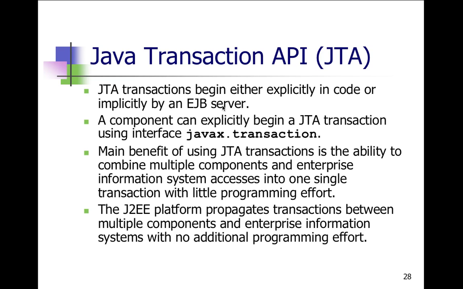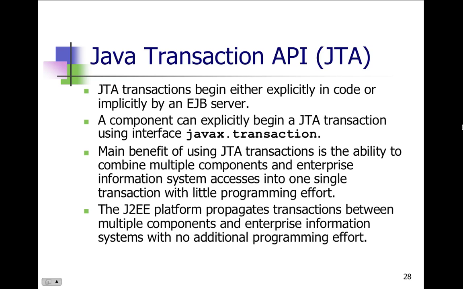So the JTA, the Java Transaction API, begins either explicitly in the code or implicitly by an enterprise Java Bean server. So it can be started automatically, or you can actually make an instance of the object in your source code and manually configure the object to take care of these transactions. It's a manager. It's managing the different states of the applications. So the component can explicitly begin a JTA transaction using the interface. And here's the interface for it right here, javax.transaction.